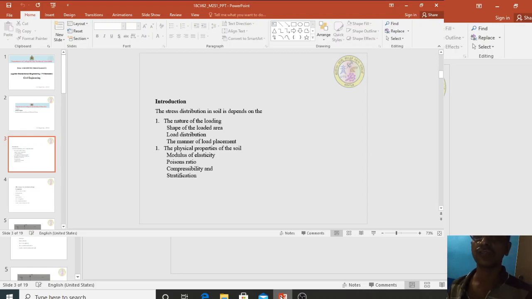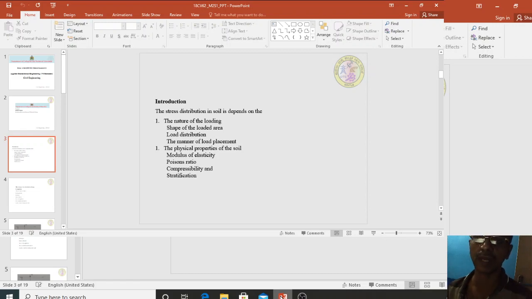If you apply a load all of a sudden, the vibration effect comes into the picture, and that will have a different stress distribution pattern. If the same load is applied slowly, the stress distribution pattern will be different. So this is about stress distribution with respect to point number 1.